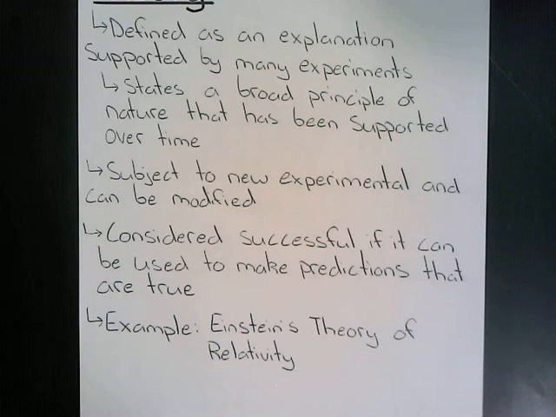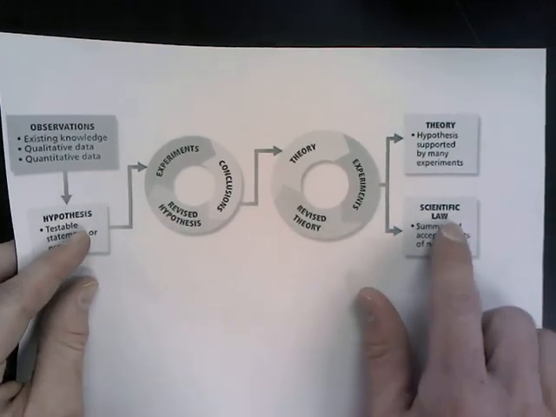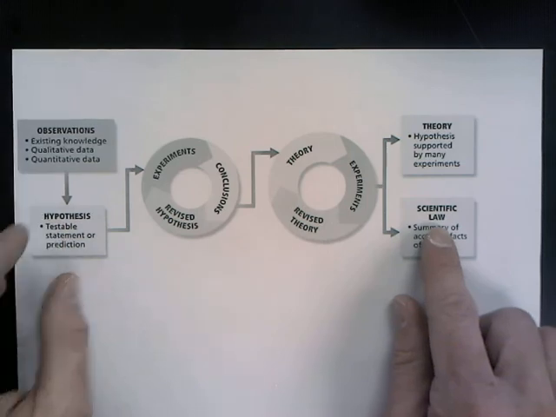Okay, so now, again, if we take a look back at that chart, we've talked about a theory. We can get to our final portion here, and that is going to a scientific law. Now, a scientific law is a very important concept that we distinguish from a theory.